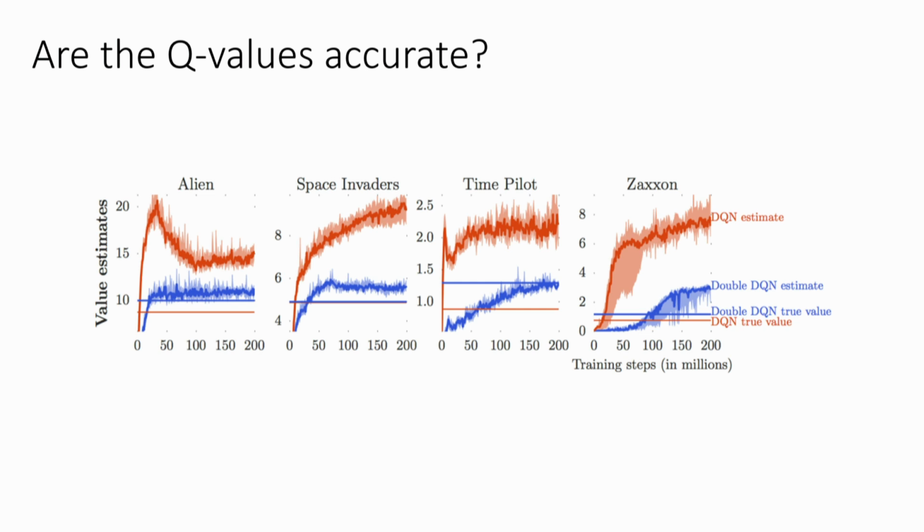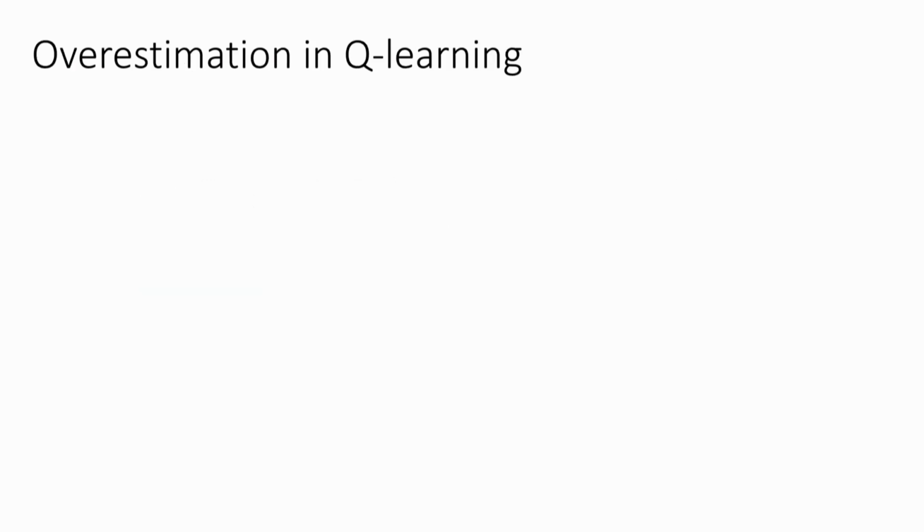So let's try to make this a little bit more concrete. Your target value is calculated by taking your reward plus gamma times the max over the actions at the next time step of your estimated Q values. So it's this max that's the problem.